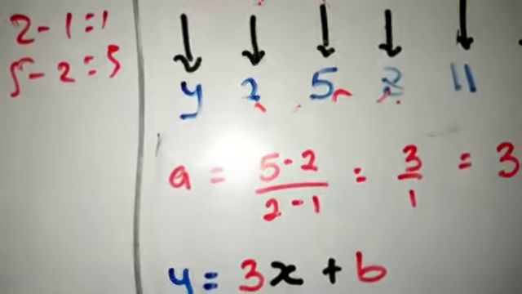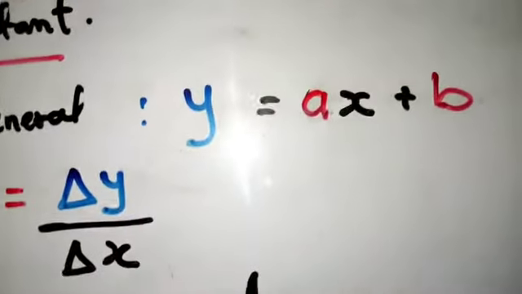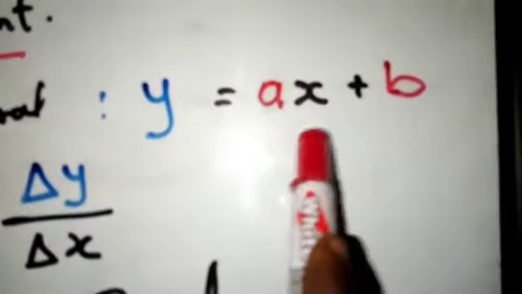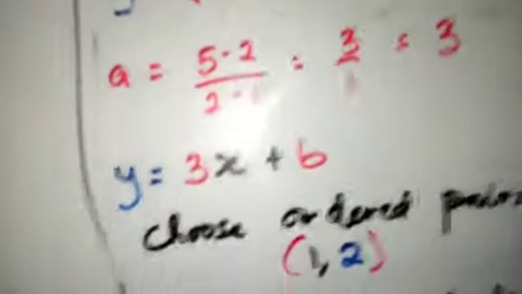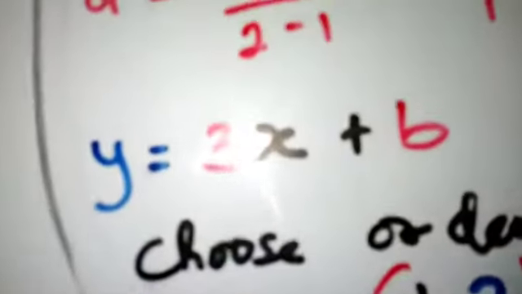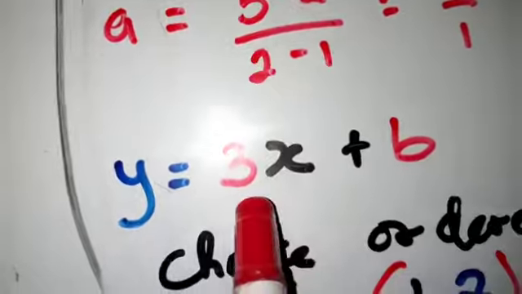Just replace in the rule that you already have. Look at what is happening. So here will be y is equal to ax plus b. So a is what? 3. So we are just replacing a to be 3. A is equal to 3. Exactly, perfect.